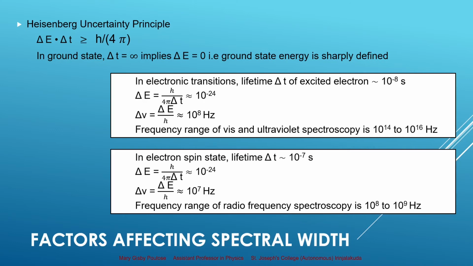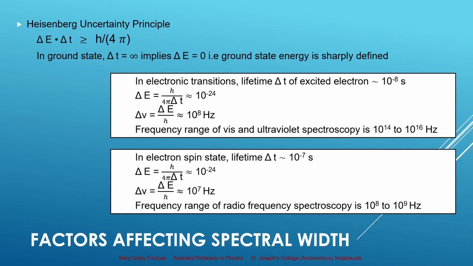Now let us consider the electrons in the ground state. Their lifetime is infinity. They will always tend to stay in the ground state, right? Now if the lifetime is infinity, according to this relation, it implies that the other side of the product, delta E, must tend to 0. That is, the ground state energy is sharply defined. There is no change of energy there. Hence it is sharply defined.